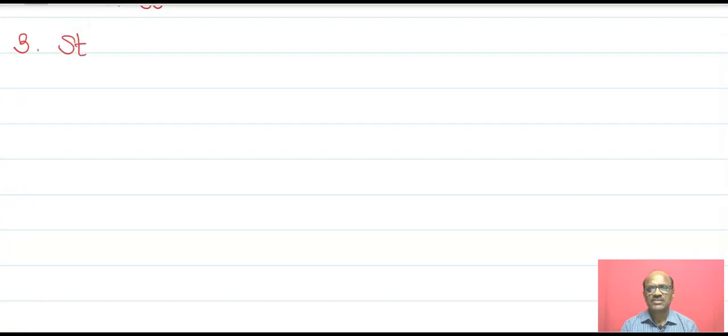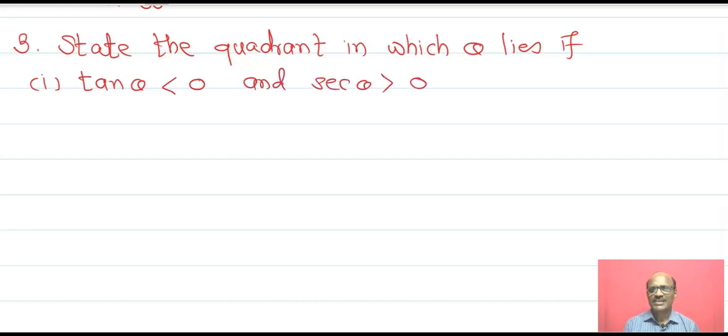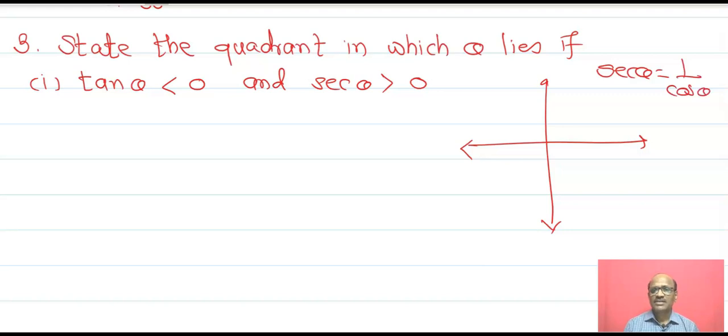Next is question number 3. State the quadrant in which theta lies, if tan of theta is negative and sec of theta is positive. Sec is the reciprocal of cos. Cos is positive only in first and fourth. Therefore, the angle is definitely in the fourth quadrant. Quadrant must be the fourth.